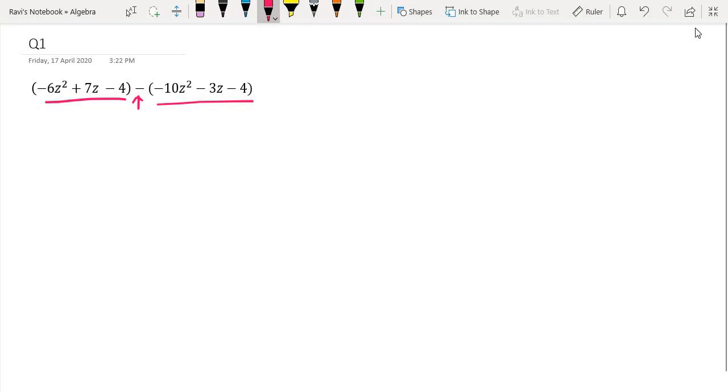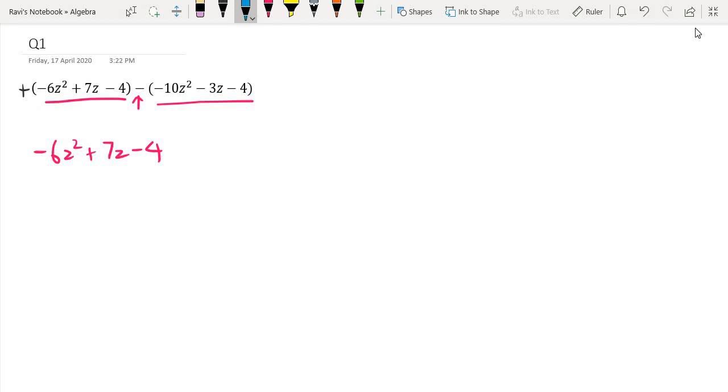We first deal with the first bracket over here. You can see that in this minus 6z square plus 7z minus 4, there is no change because in front of this bracket there is no number or sign. Of course, if you don't see a sign, by default it is a positive sign, correct? And since positive multiplied by negative or positive does not change anything, we do not need to worry about the first bracket. For the second bracket, since it's a negative, we need to be very careful.